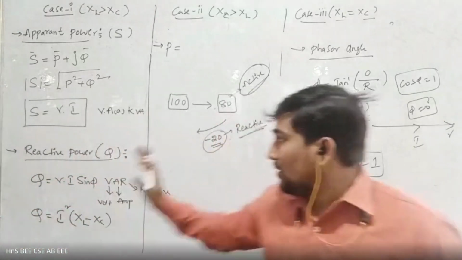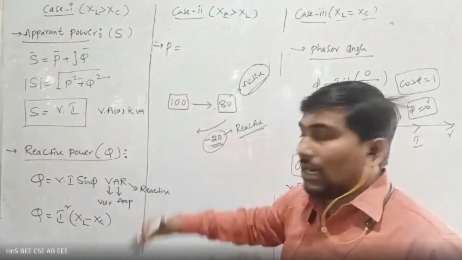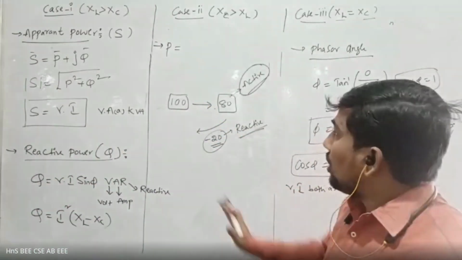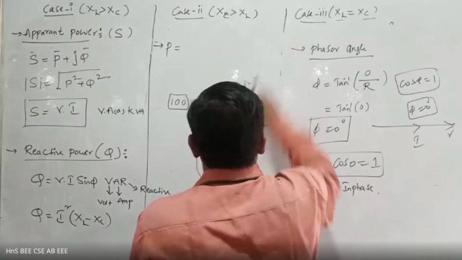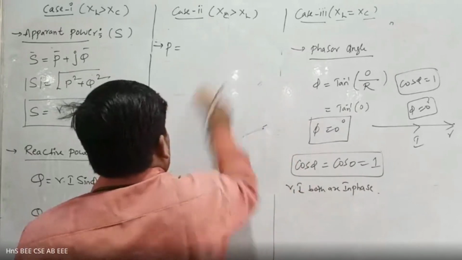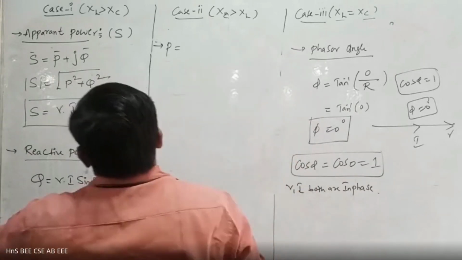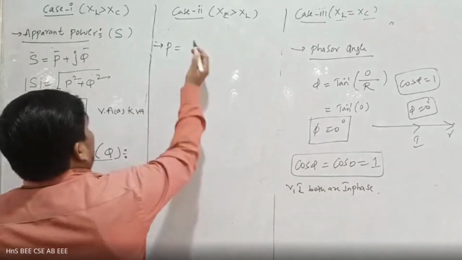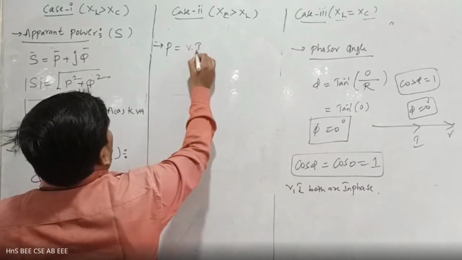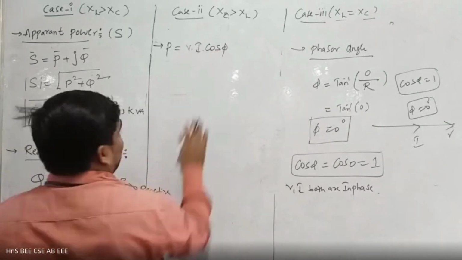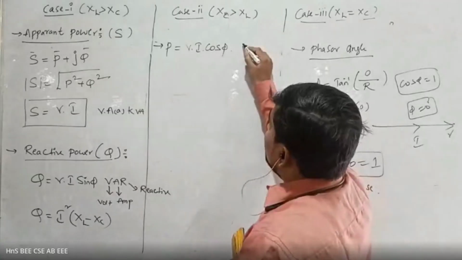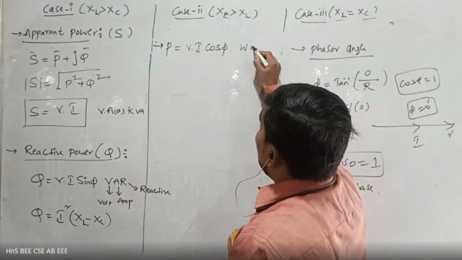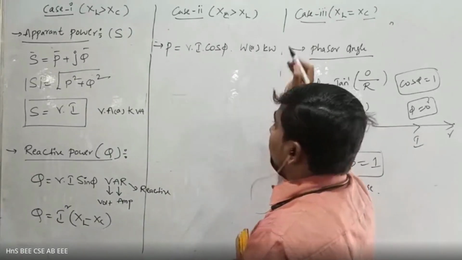These are the units of which one? Active and reactive and apparent power. Okay, now coming to the next case. Active power equal to VI into cos phi. Now what are the units of active power? Watts or kilowatts.